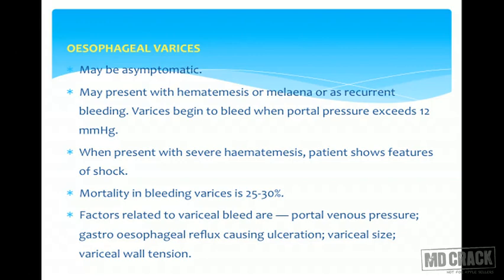Factors related to variceal bleed are portal venous pressure, gastroesophageal reflux causing ulceration, variceal size, and variceal wall tension. So this is a very important point. You may be asked which of the following may not relate to variceal bleeding. So predictors for variceal bleeding are portal venous pressure, gastroesophageal reflux causing ulceration, variceal size, and variceal wall tension.